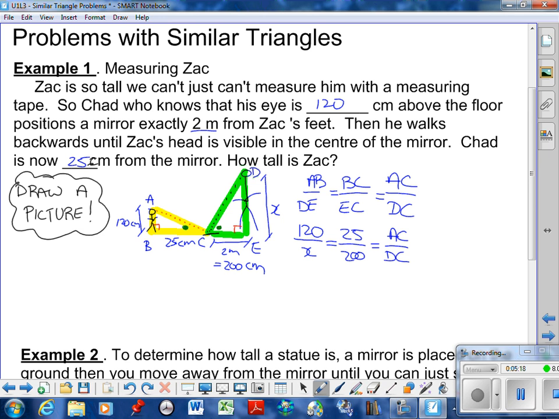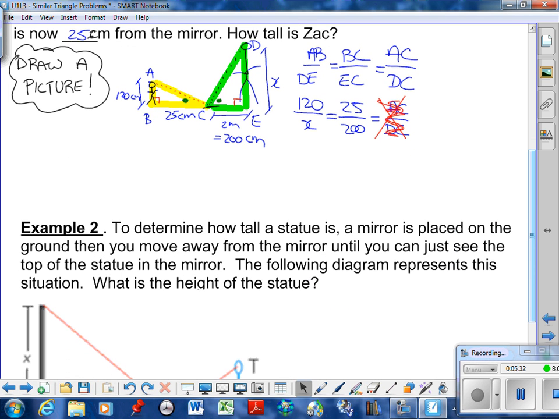So guess what? That fraction is no good. We cut that fraction right out. We don't have to worry about a fraction that has no information we need. So that being said, now we just need to solve for our value of x, and we can cross multiply here. So we get 120 multiplied by 200, that's equal to 25 times x.